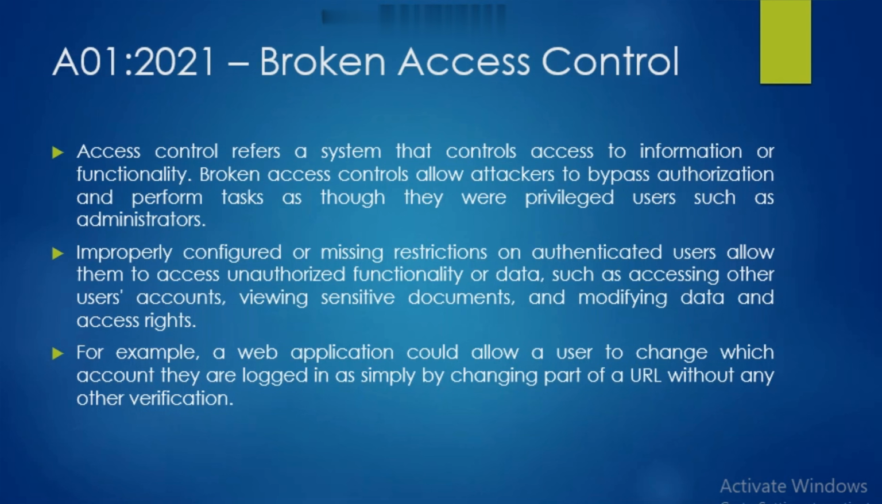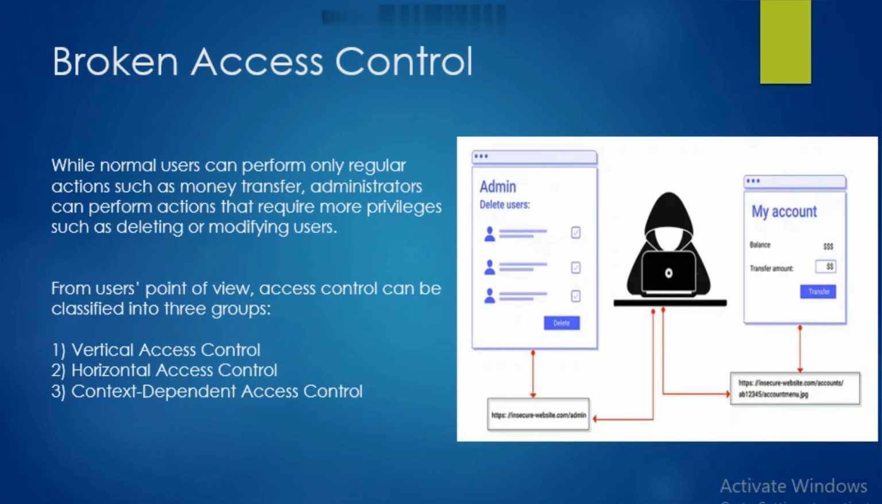Moving up from its previous ranking, broken access control is now the most critical web application security risk, with over 94% of applications vulnerable and a 3.81% incidence rate. While normal users can perform only regular actions such as money transfer, administrators can perform actions that require more privileges such as deleting or modifying users.